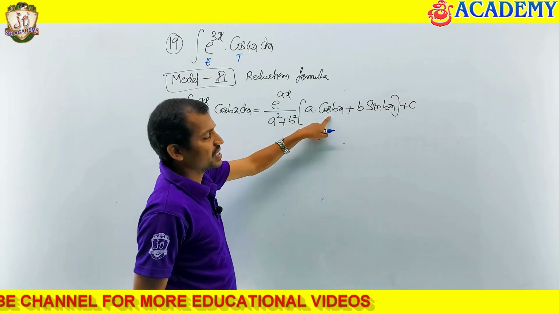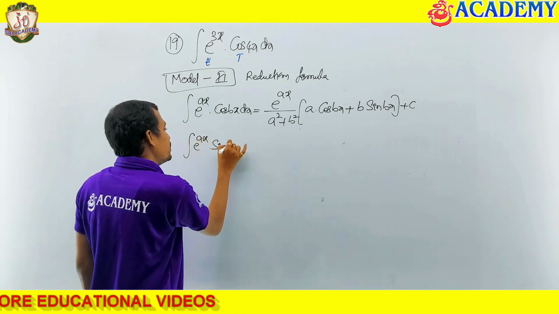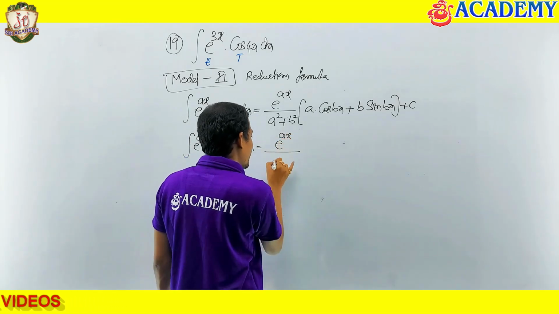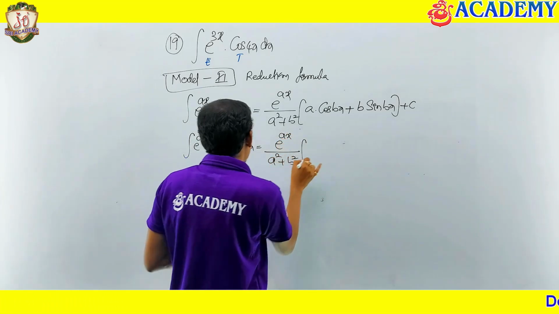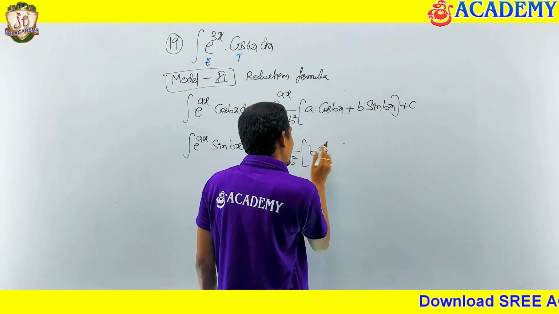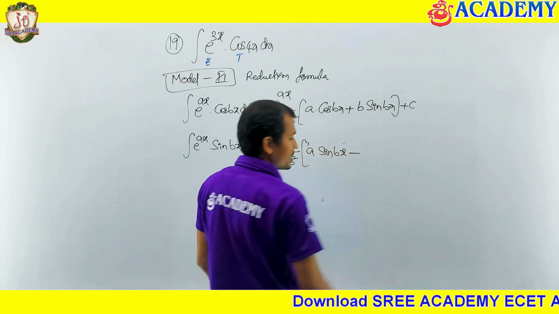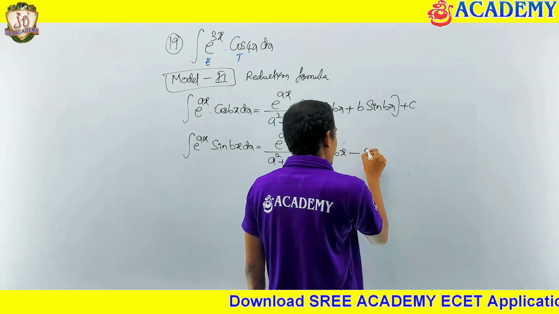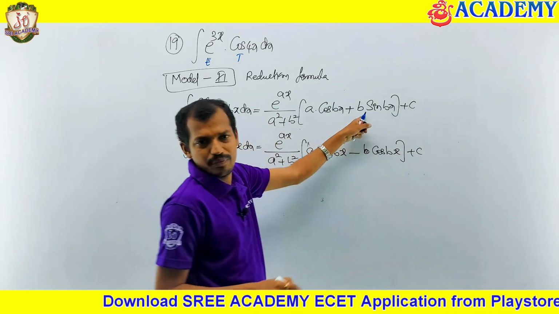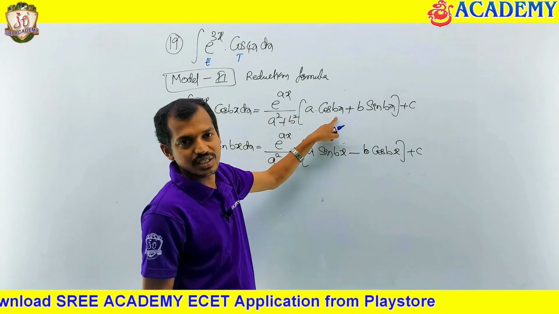If cos is given in the question, start with cos first. For suppose sin is given, e power ax into sin bx is given, then e power ax divided by a square plus b square. You have to start with sin. That is, first one is going to be a sin bx minus, you will get minus here, b cos bx. The coefficients are a and b only, but if sin is there, you have to start with sin. If it is cos, you have to start with cos.